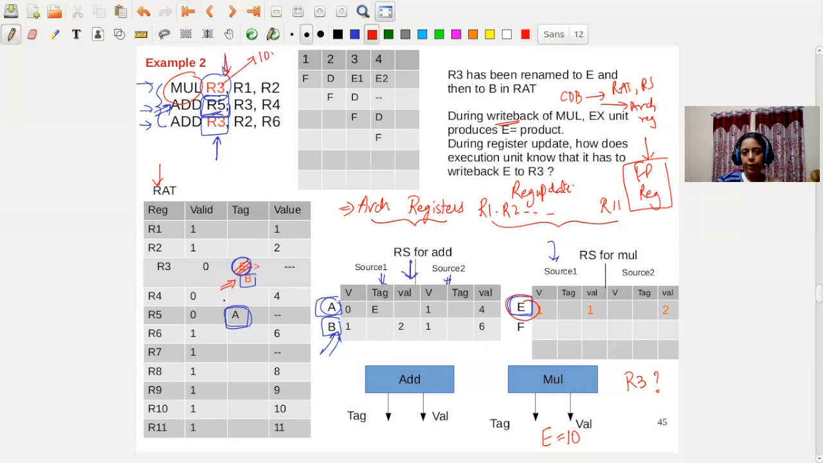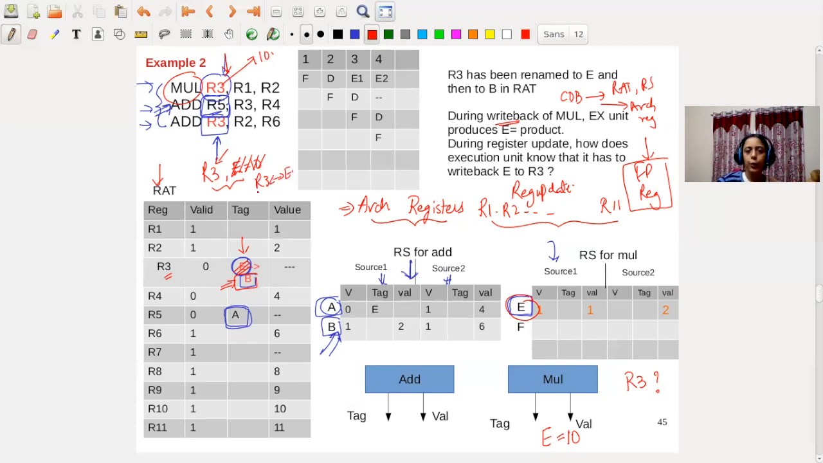Now the only connection between R3 and the tag E existed in the RAT. And this is the only way I can recognize that, okay, E equals 10 means R3 equals 10. Now since I have again renamed it to B, it means that I have lost this connection between R3 and E.